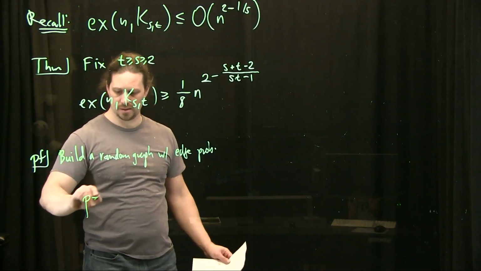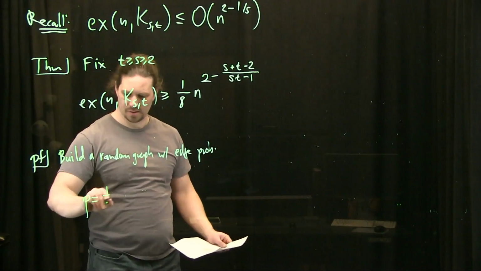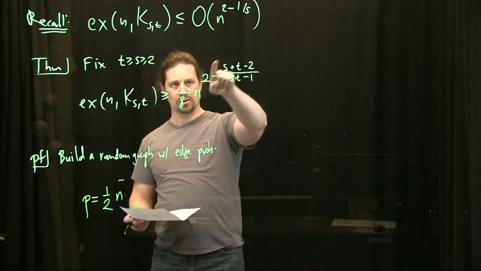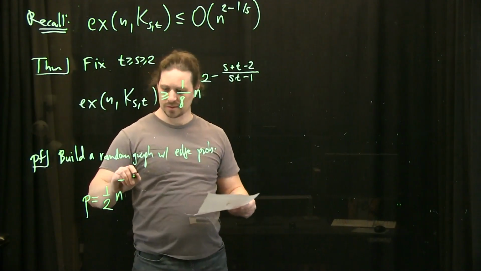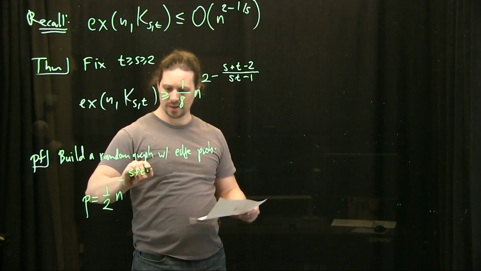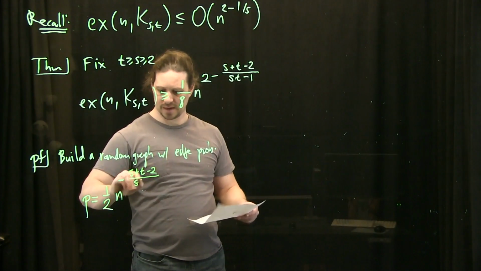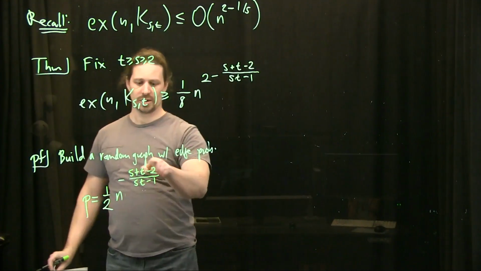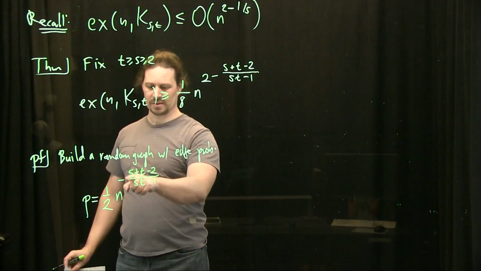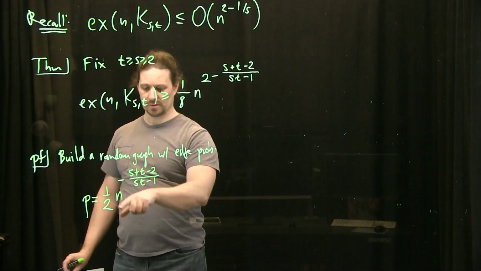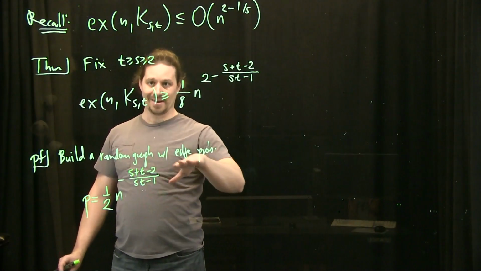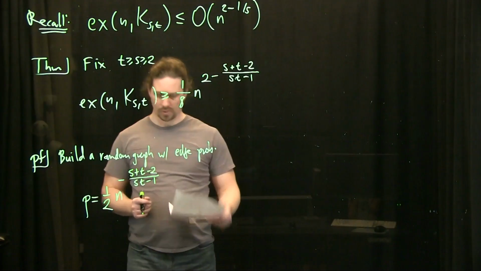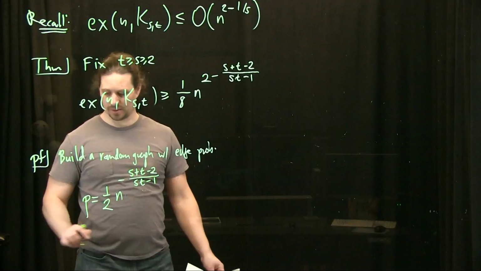The edge probability will be p, and p is going to be 1/2 n raised to the, this is pretty common in these problems, the exponent is going to look reminiscent of this guy here. It's going to be negative (s plus t minus 2) over (s times t minus 1). You have to think a little bit for a moment, but the values of s and t are large enough so that this exponent will be negative. So you can think of this as 1 over n to the something. So p is truly an actual value that makes sense for a probability. All right, so once we've got this, let's compute a couple of simple expectations.